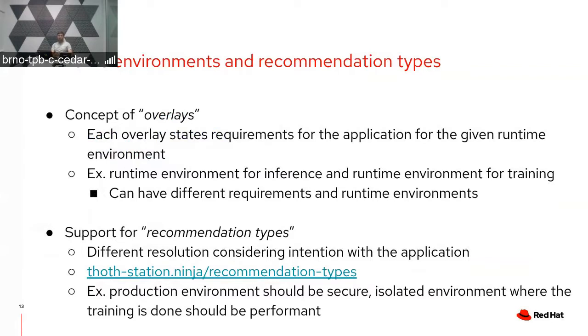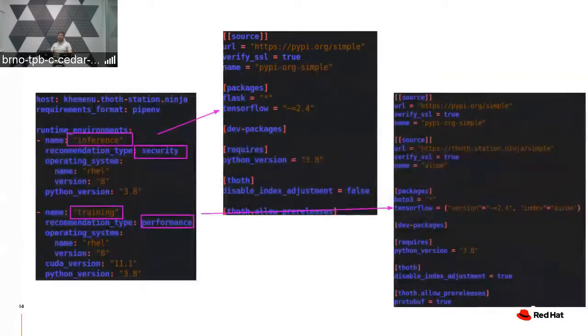These two concepts are stated in the recommendation types. So you can specify recommendation type security, a recommendation type performance, and the resolution process will act differently. Another use case can be that you have the same code, but you would like to have different requirements based on your use case or similar aspects. So this can be stated in overlays.